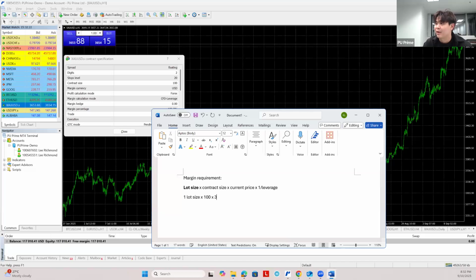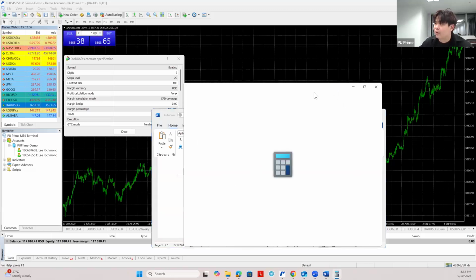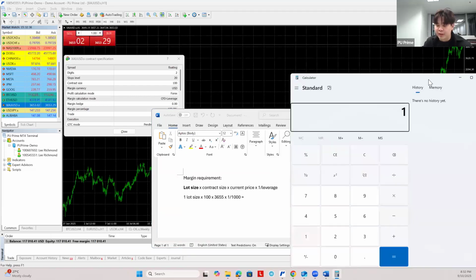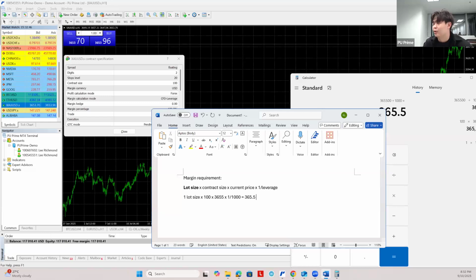And then you times the current price of the gold. And then times 1 divided by leverage. So for Pure Prime, the leverage is actually offering up to 1,000 for gold. So how much you need to deposit in order for you to open one lot positions for gold? Okay, so you just put everything inside. So you need to deposit at least $365.